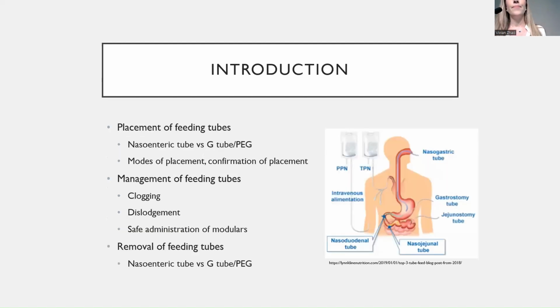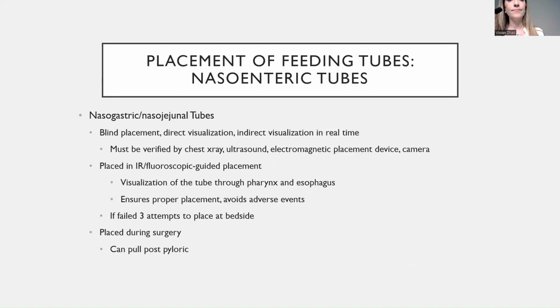All right. So throughout this presentation, we'll look at the placement of feeding tubes. So we're going to compare nasoenteric versus G-tube and PEGs, the modes of placement, and how to confirm that it's in the appropriate place, and then the management of feeding tubes, so clogging, dislodgement, and different things to maintain, and then the removal of feeding tubes of both types. So we'll start with the nasoenteric nasogastric tubes.